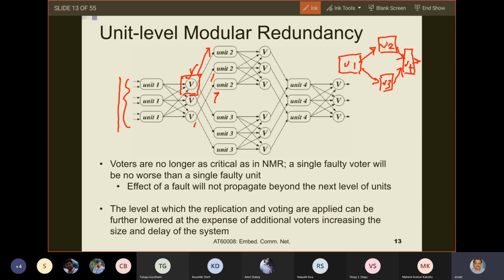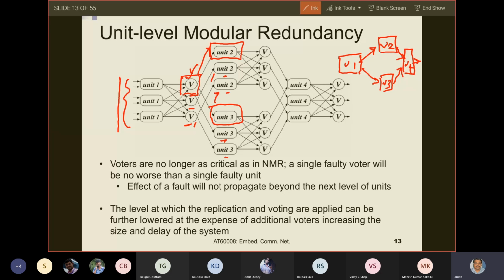The input to this unit 2 will be wrong, and the input to this unit 3 will also be wrong, right? However, because the two other unit 1 output voters are working correctly, the input to the second unit 2 and the third unit 2 and the second unit 3 and the third unit 3 will be correct. Therefore there is a mistake in one unit 3, but the other two unit 3s are working.